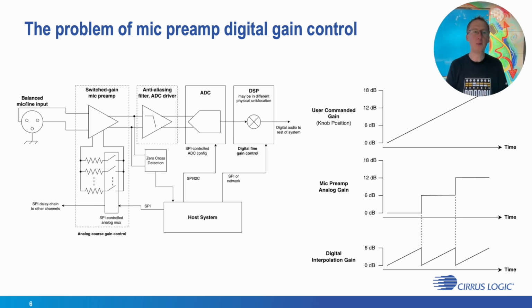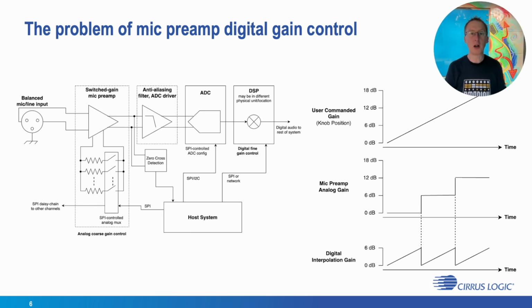So in order to make it feel more like a pot, what we often see is a digital interpolation gain implemented somewhere downstream in the signal path from the ADC that interpolates between these analog mic preamp gain steps under software control. So the way this typically works together is that, imagine the user turns that gain control knob to monotonically increase the commanded gain. So that's shown in the graph at the top right there. And then underneath it, you can see what the mic preamp analog gain does. It goes up in these discrete steps as the user turns the knob.